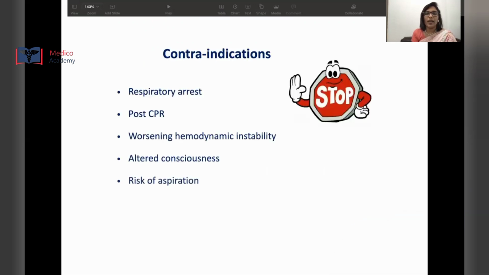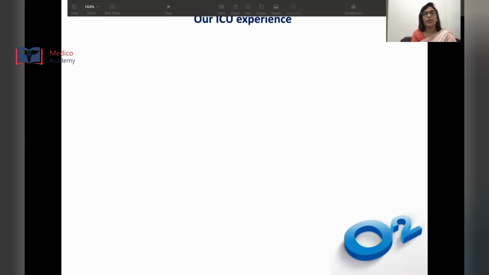I would like to say that you can use high flow nasal oxygen therapy in patients where NIV is contraindicated. Suppose the patient has had a recent esophageal or gastric surgery. Then in such cases, post-operatively, instead of using an NIV device in cases of mild hypoxemia, you can go for a high flow nasal oxygen therapy device.